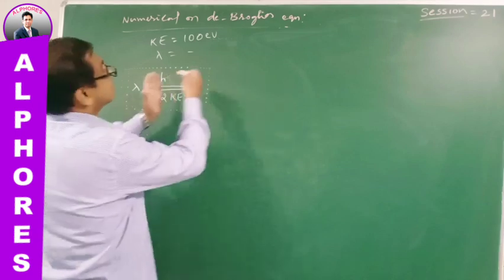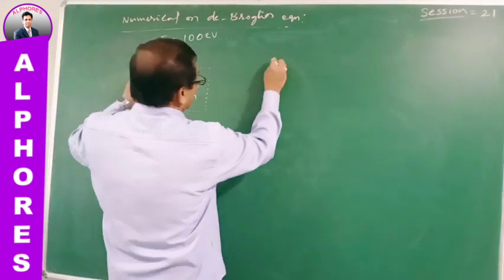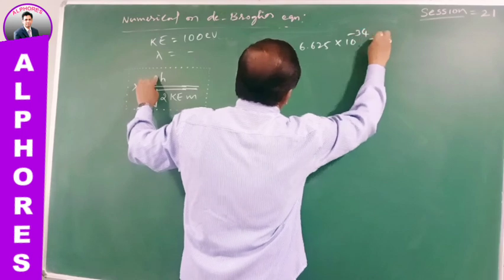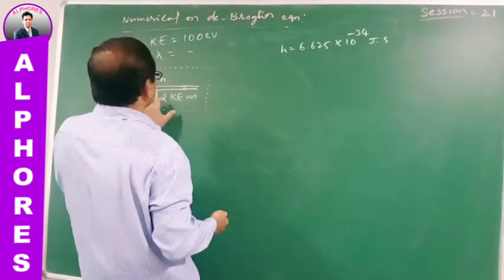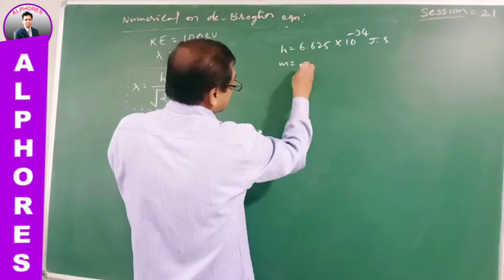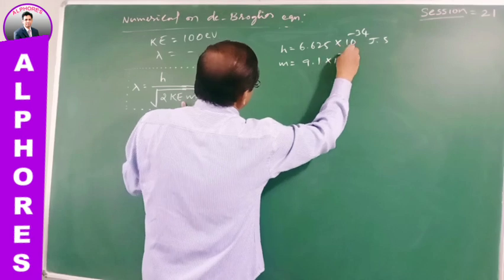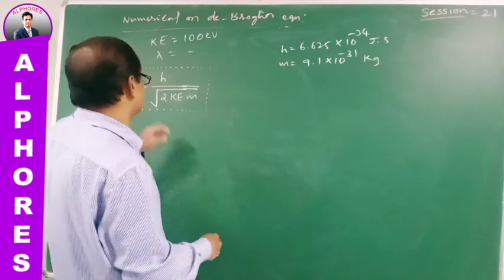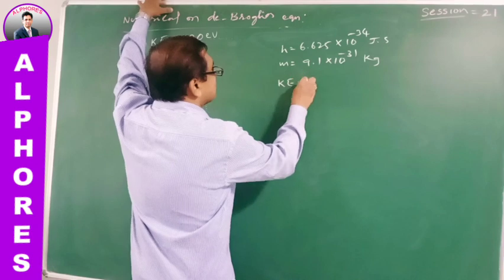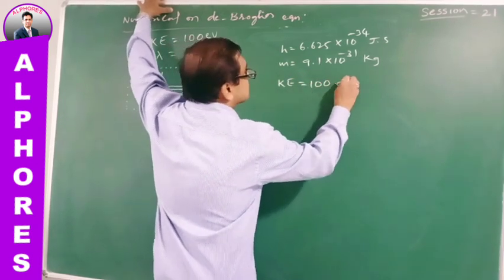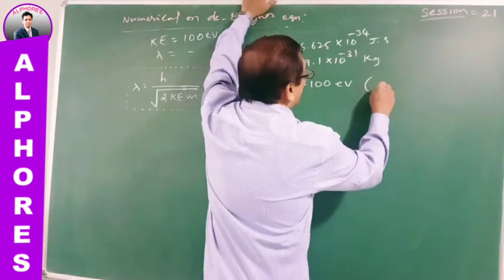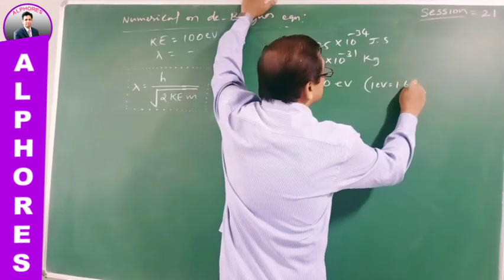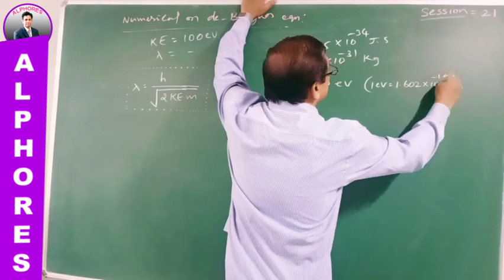Now let us see what data is available. h, Planck's constant, is 6.625 into 10 to the power minus 34 joule second. The mass of the electron is 9.1 into 10 to the power minus 31 kg. Then kinetic energy is given: KE is equal to 100 electron volts. As we know, one electron volt is equal to 1.602 into 10 to the power minus 19 joules.